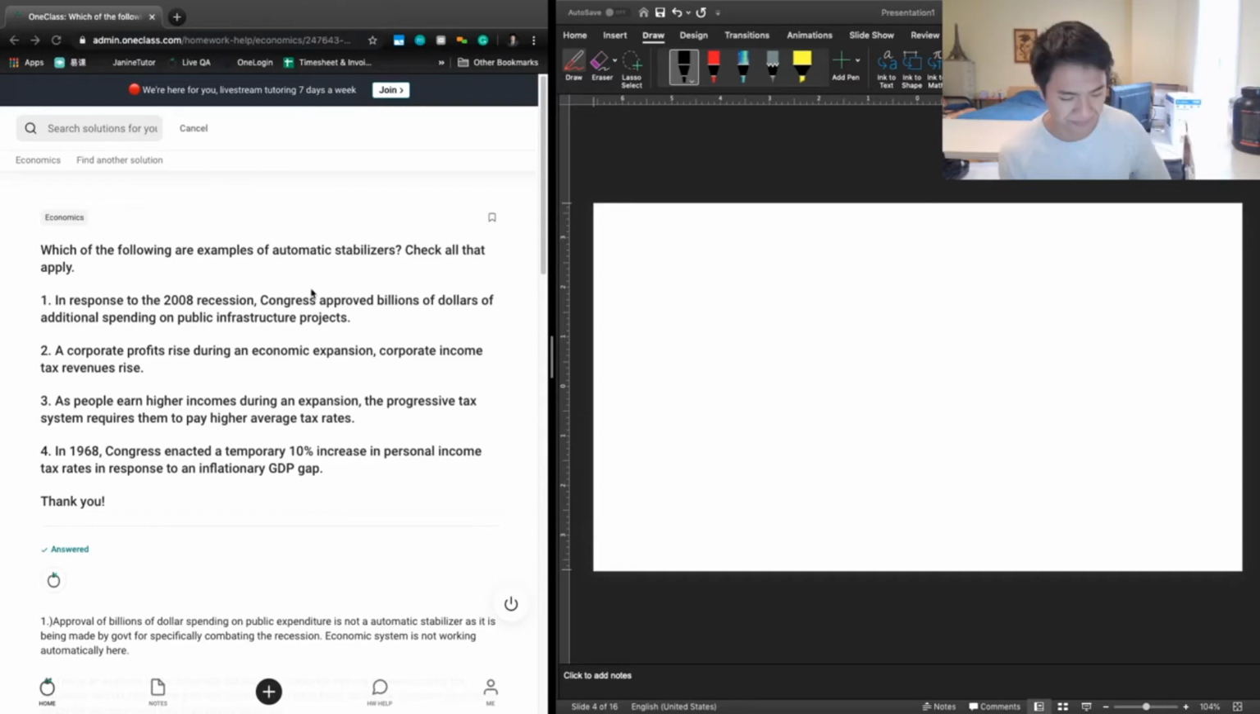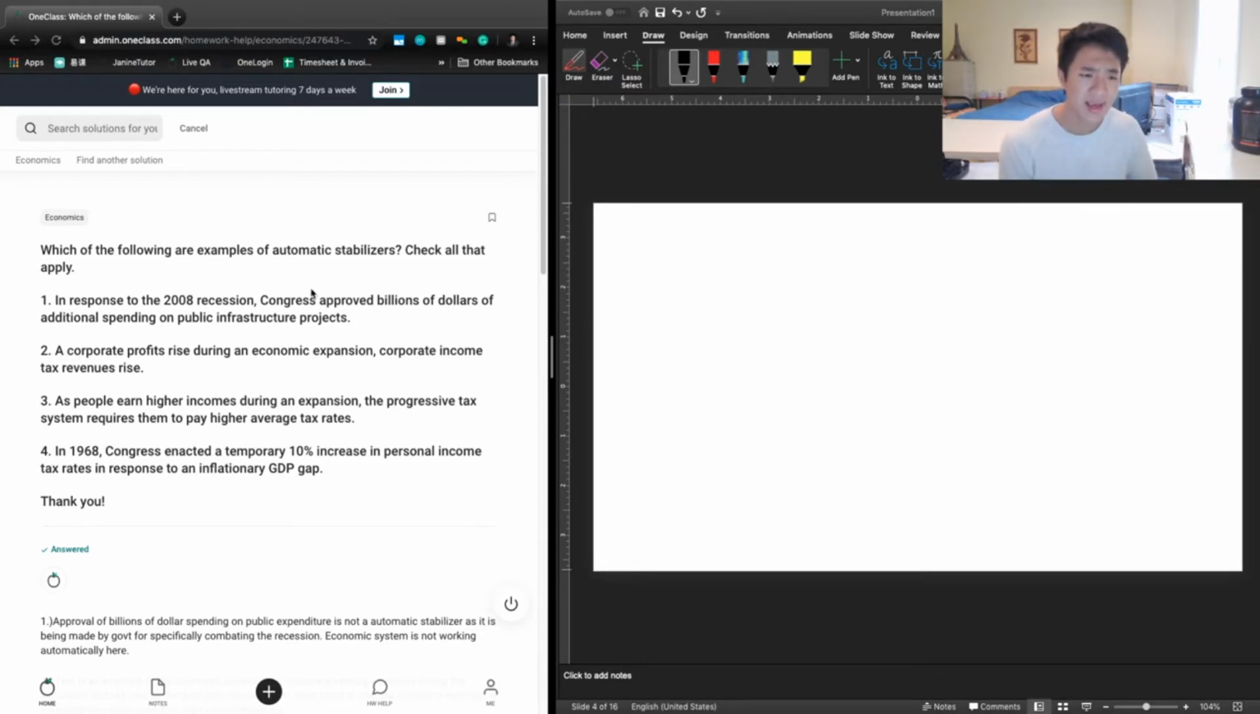So taking a look at these answer choices, we can classify each one as either yes, an automatic stabilizer, or no. So number one says in response to the 2008 recession. In that sense, we should already be thinking this is going to be discretionary because it's in response to a certain scenario. Congress approved billions of dollars of additional spending on public infrastructure projects. And so again, we would not call this an automatic stabilizer because it did not happen by itself. It required action by Congress in order to occur. And so it's not going to be what we consider an automatic stabilizer.